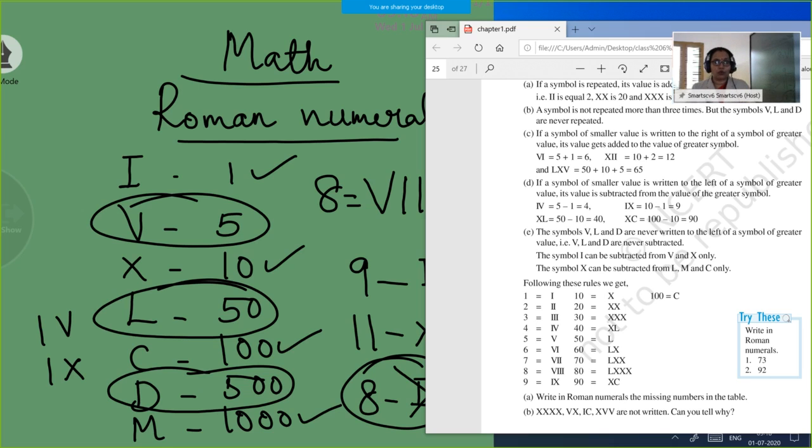And I can be subtracted only from V and X. That too, only one time we can subtract I. Okay, only one time. Don't ask a doubt like that: 8 means IX, why don't you write that? Don't ask the doubt like that. We can subtract I only one time.